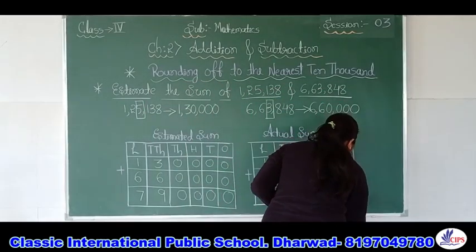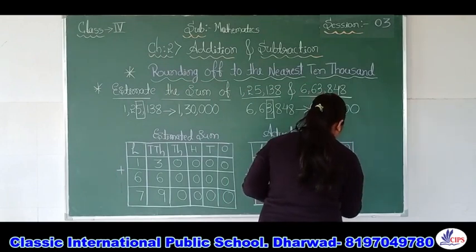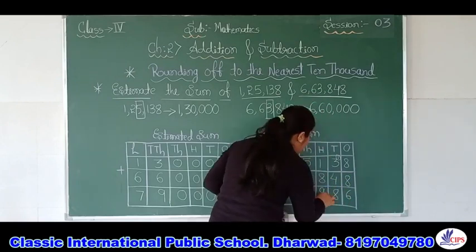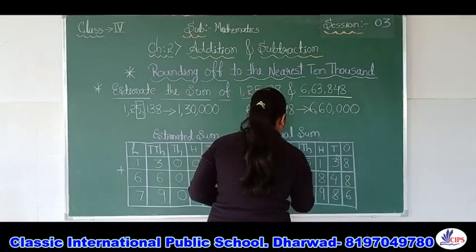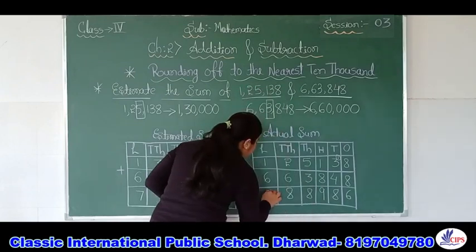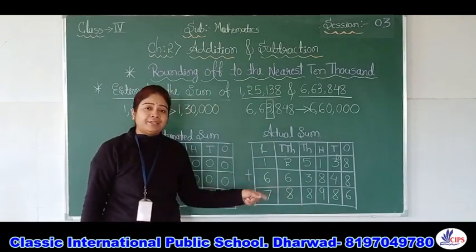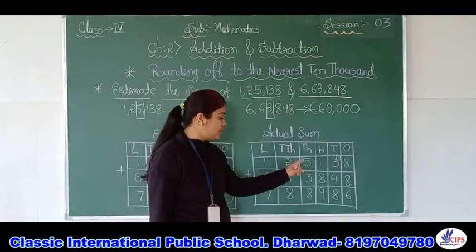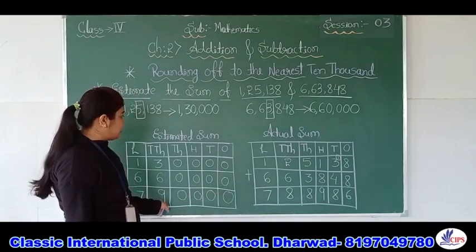So 80 plus 8 it is 6, 1 carry over. So 3 plus 1 is 4. 4 plus 4 it is 8. 8 plus 1 it is 9. 5 plus 3 is 8. It is 8 again. 6 plus 2 is 8, 6 plus 1 is 7. So this is our actual sum. That is 7,88,986.